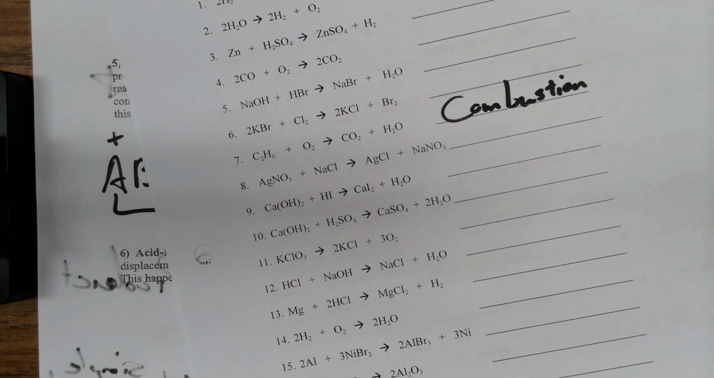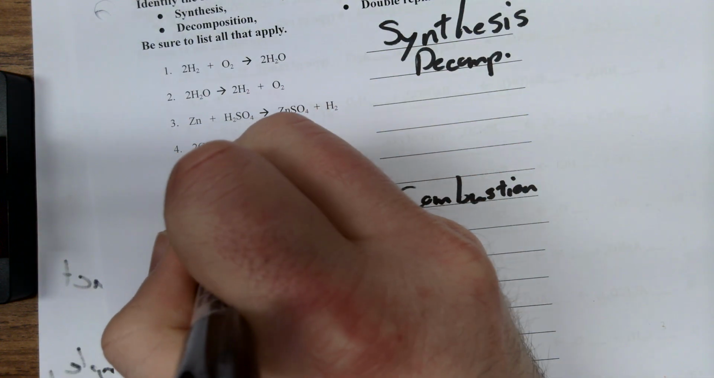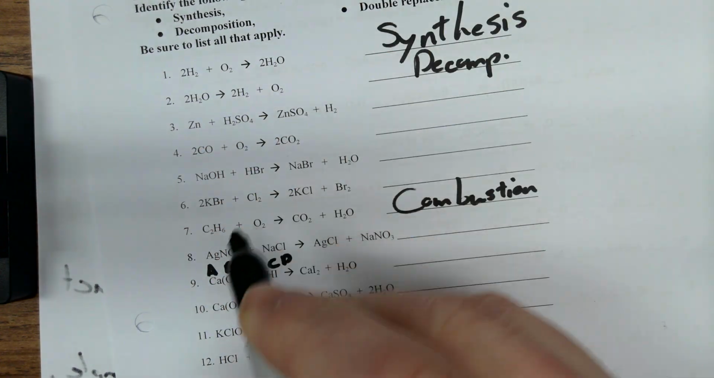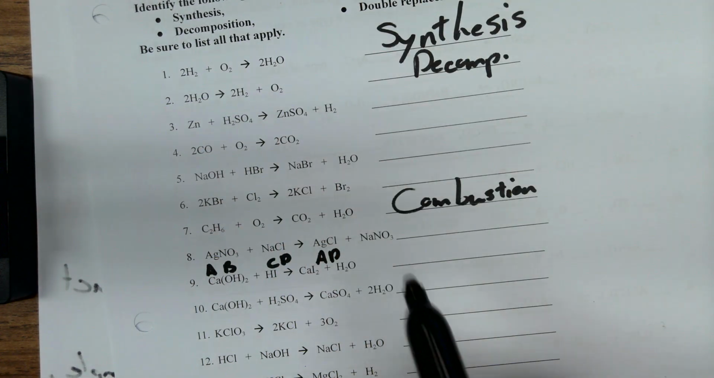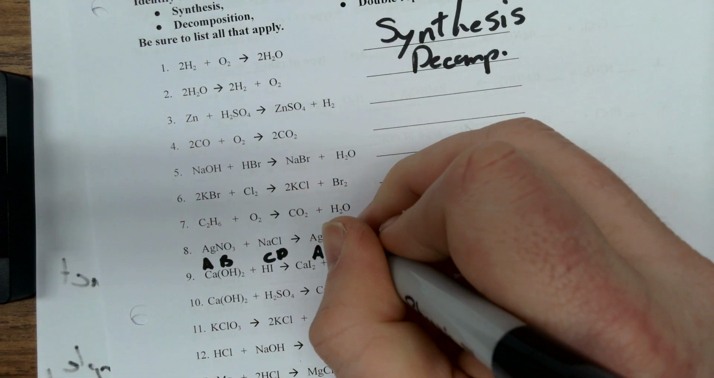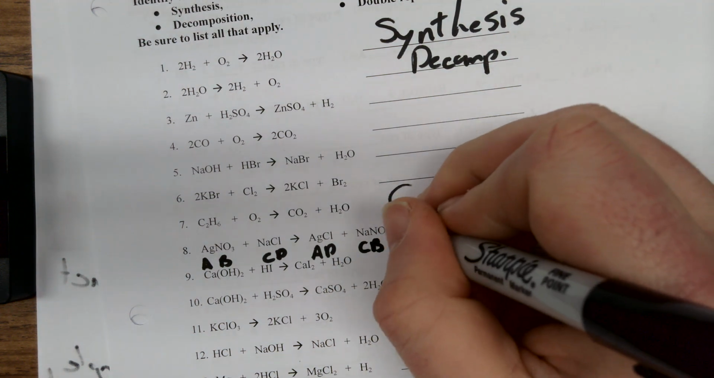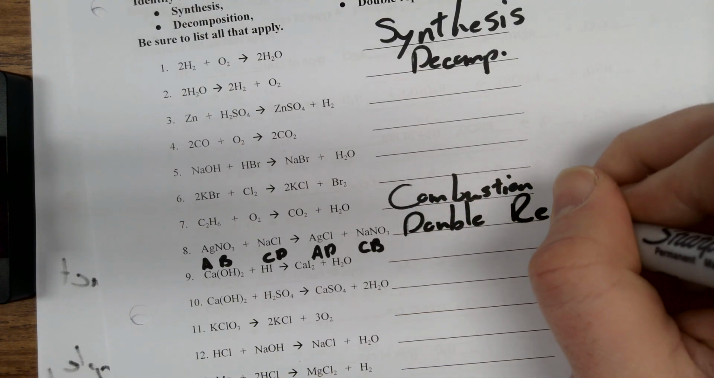Looking at my homework, what's another example of people changing dance partners? I want to say 8. Yeah, 8's a good one. Because if 8 is A, B, C, D, I see A and D for my silver chlorate, C and B for my sodium nitrate. Do you see that? So that's my double replacement.